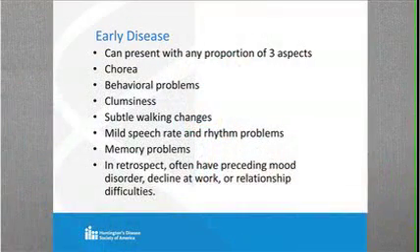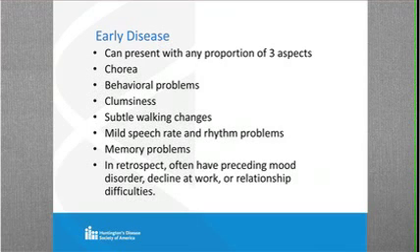In terms of the early disease, it really can present with any proportion of the three aspects, any of the triad. They, by definition, have to have some motor aspects. So there's some chorea that if you look for it, it will be there. Often there's some subtle dystonia, myoclonus, or tic-like behaviors in addition. They can have behavioral problems. People describe a sense of clumsiness.